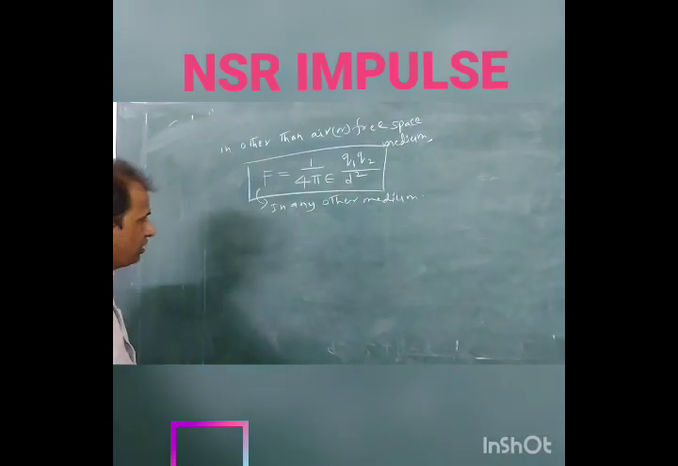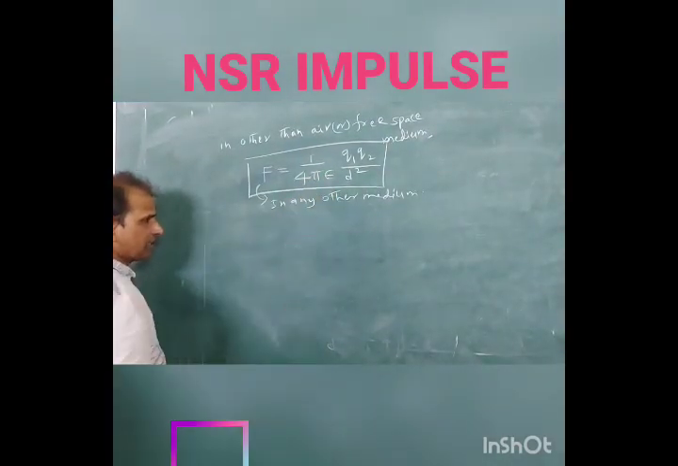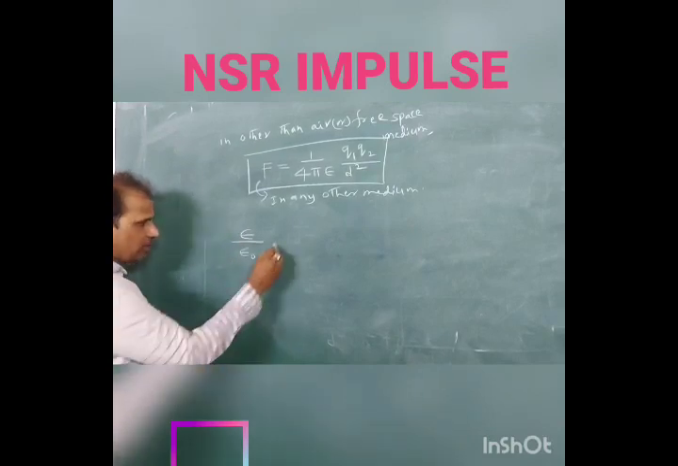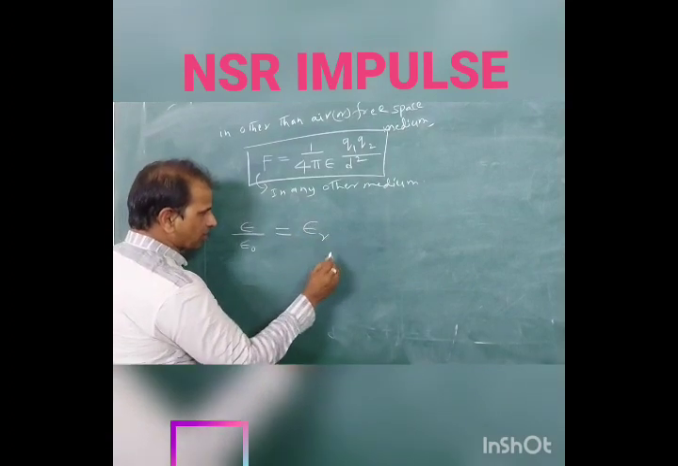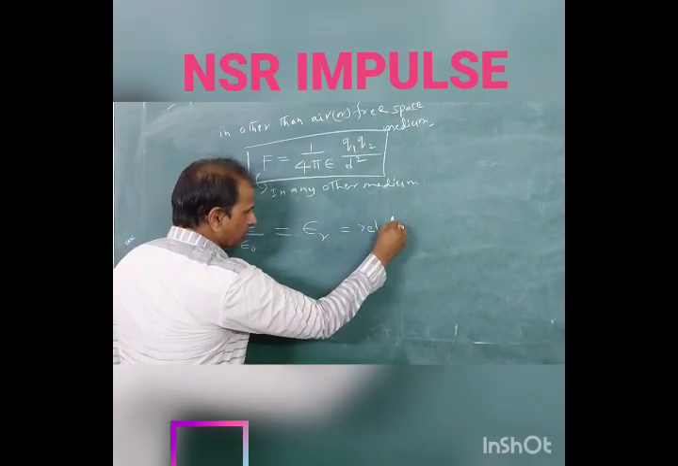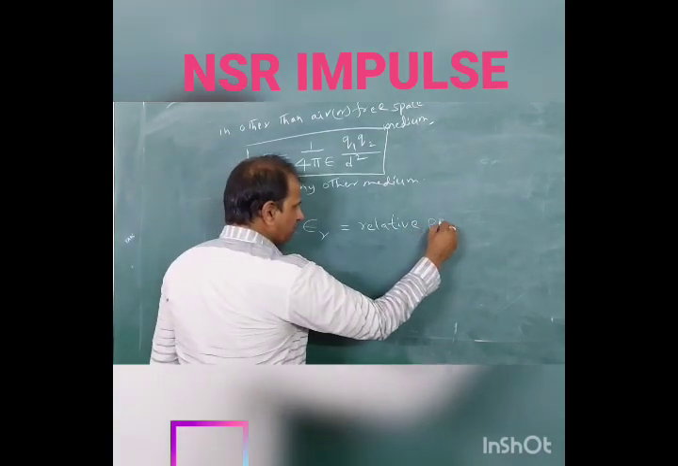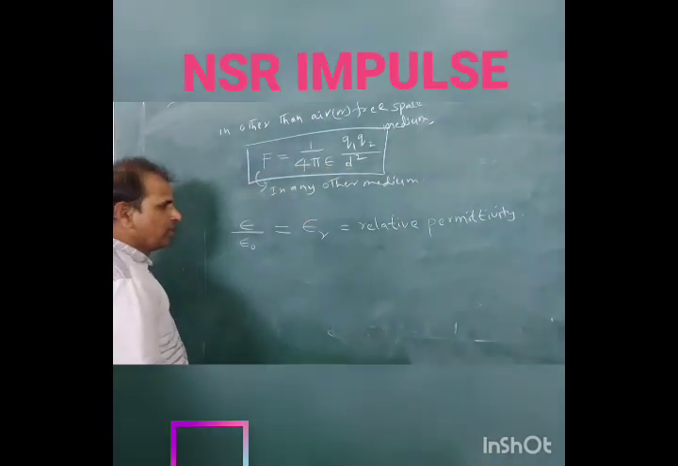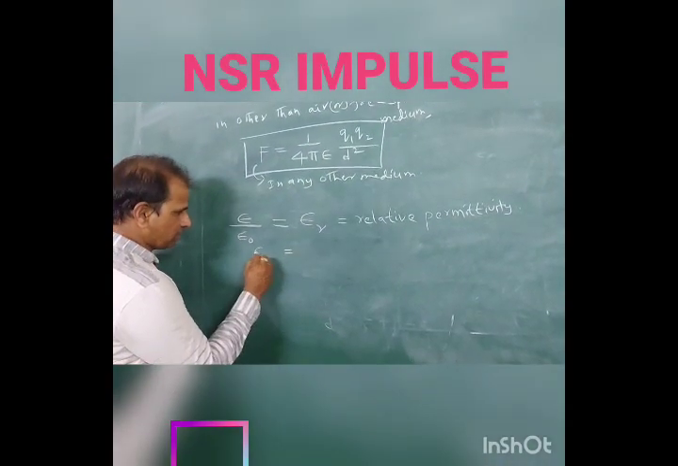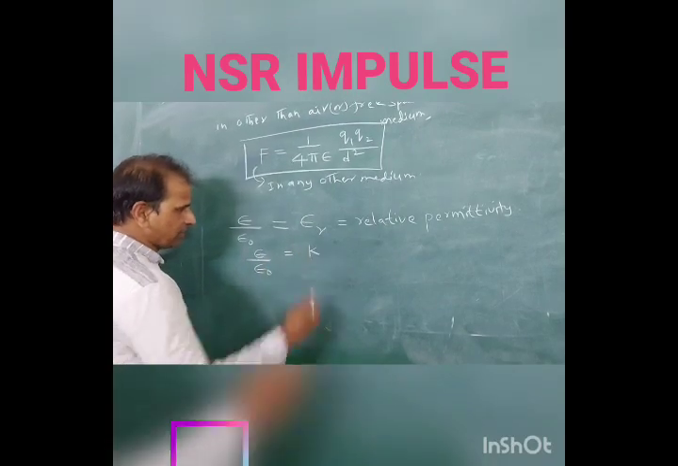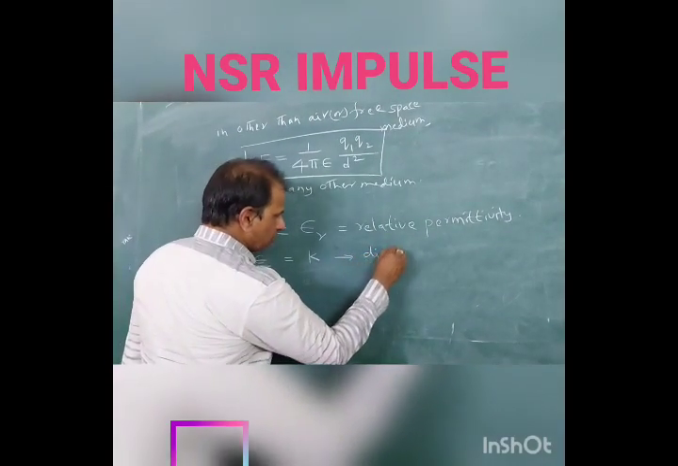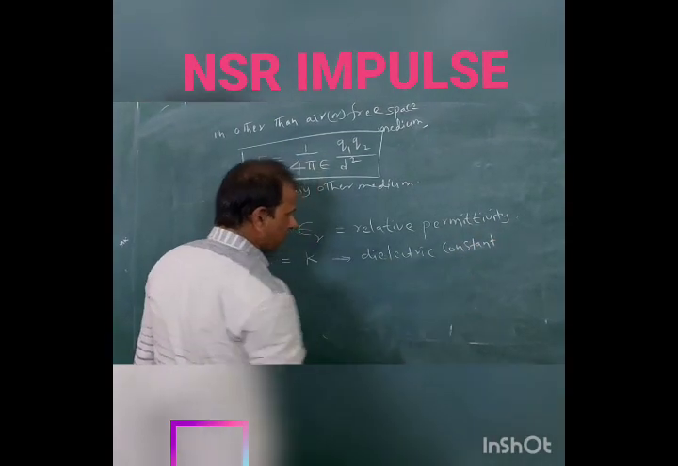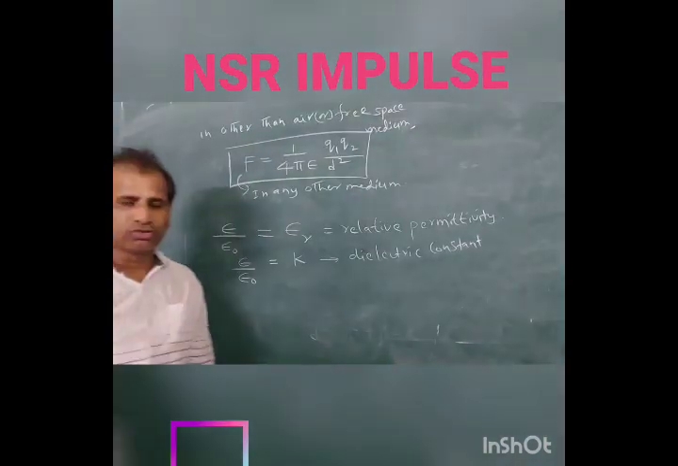Right. So if we divide these two, then here we can define one physical quantity. Epsilon by epsilon naught is called epsilon r. What is epsilon r? Relative permittivity. This is also called epsilon by epsilon naught as K. K is called the dielectric constant. So these are the two names.